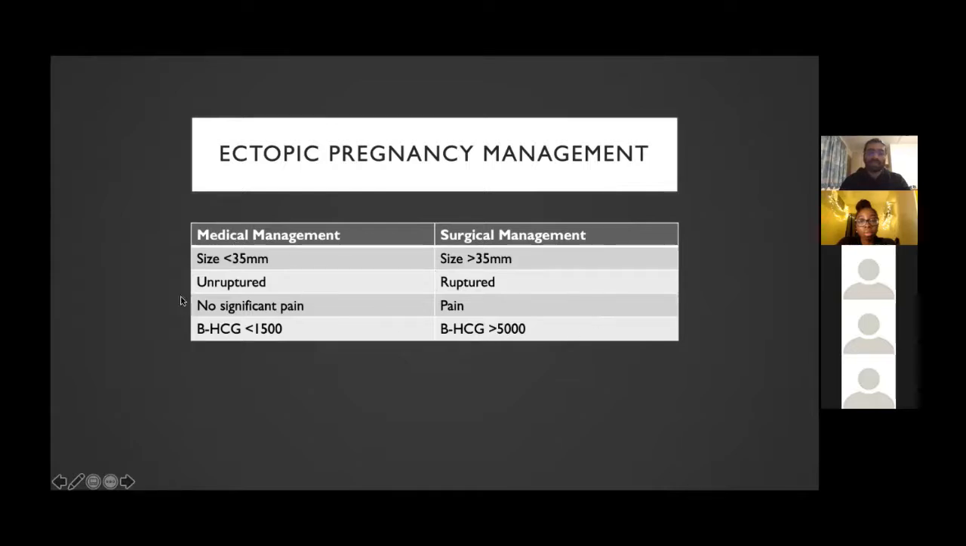Medical management, something key is no significant pain and a beta HCG of less than 1500. So for it to be managed medically, you don't just need one of these, you need all four of these for it to be managed medically. If they have, say, a 30 millimeter unruptured adnexal mass and a beta HCG of 1400, but they're in a lot of pain, you wouldn't go medically because pain is indicated for surgical management. So just one of these being different would cause it to be a surgical management. The only one that's an exception is beta HCG. If the beta HCG is between 1500 to 5000, you'd offer the patient whether they want medical or surgical.